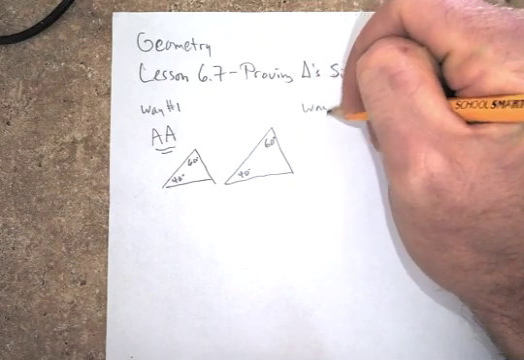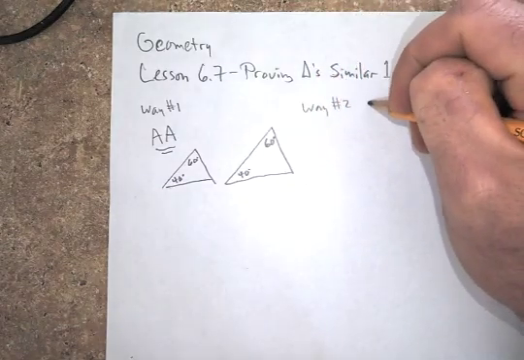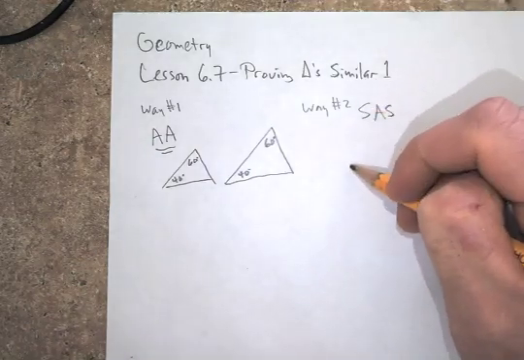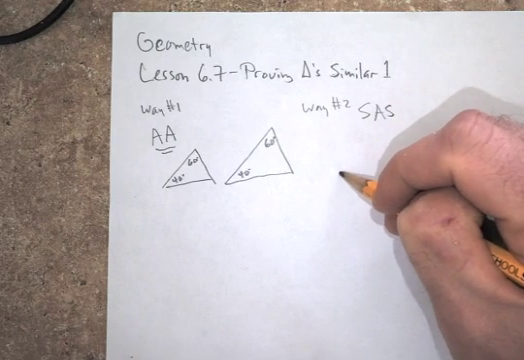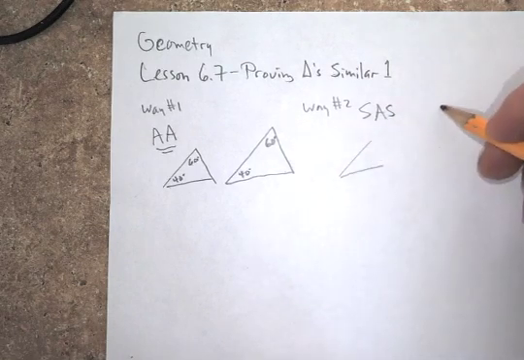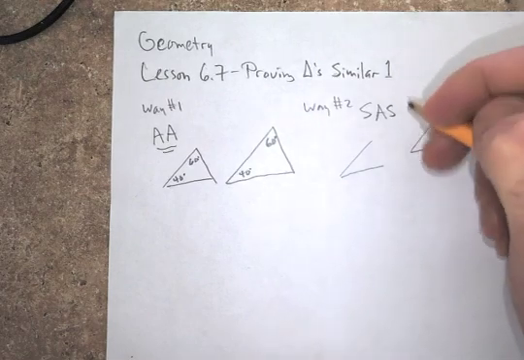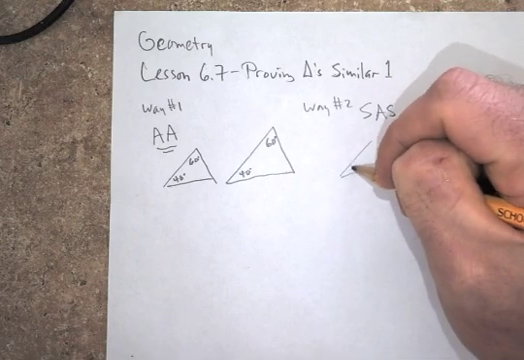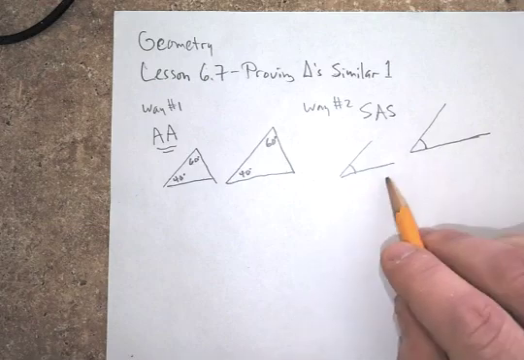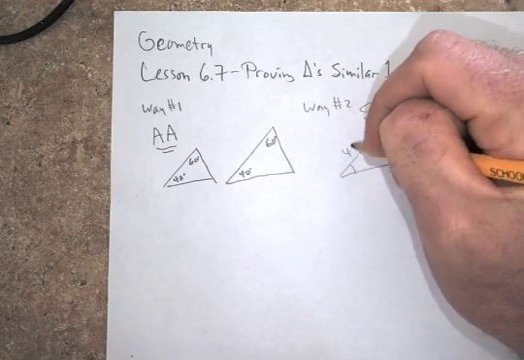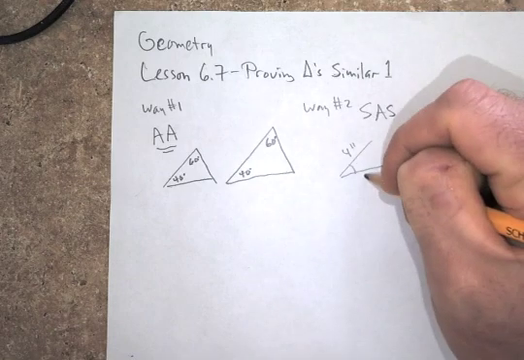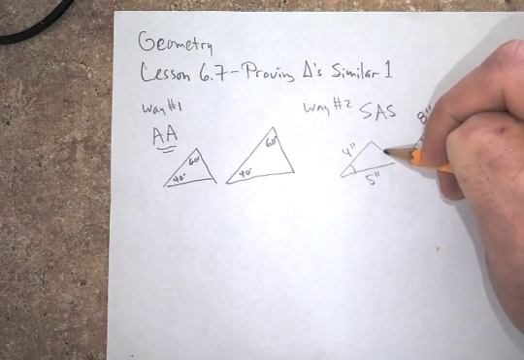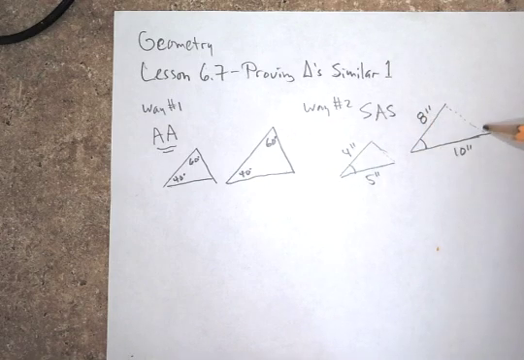Way number 2 is going to be SAS. These are pretty much like the ones we did with congruent triangles, just for similarity. So that's if you have a situation like this, where this angle is the same and these sides are proportional. So maybe this is 4 inches, 8 inches, maybe this is 5 inches and 10 inches, and then there's a third side here. I'll just make that side lighter.